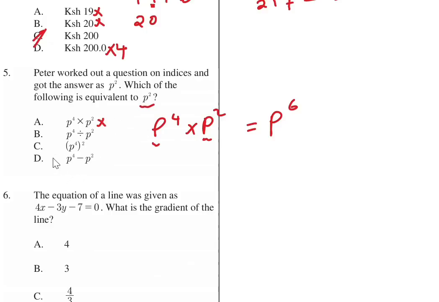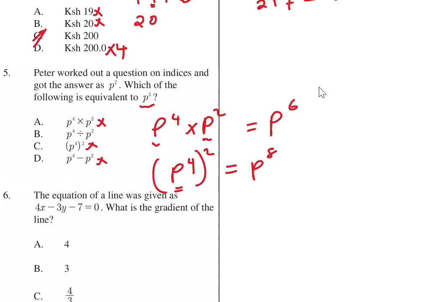If we go to option C, it is called power of a power. For example, we have p power 4 and then raised to another power. So what we usually do is take what is inside, it is p, then you multiply the powers. 4 times 2, we get 8. You can see C is also not the answer. What about p power 4 minus p power 2? You'll not get p squared.